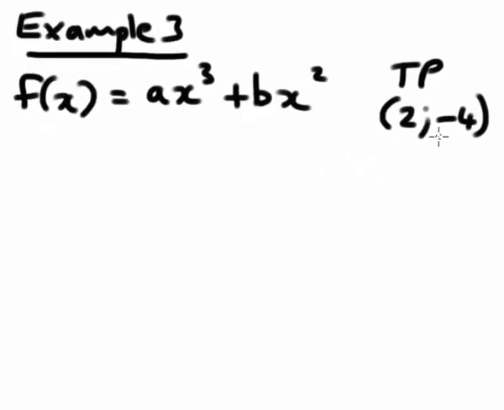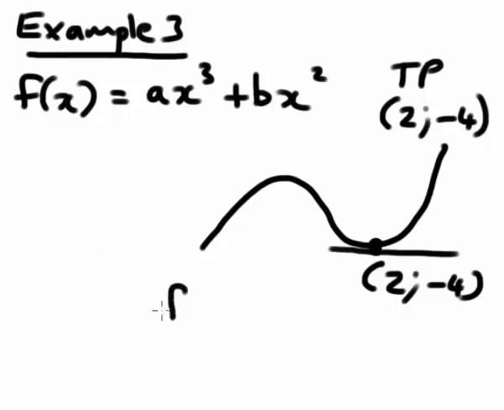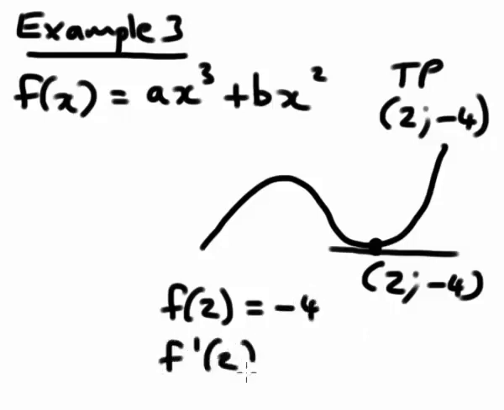Now, if you think about this carefully, we've got a graph, and it's got a turning point somewhere. I don't know what its shape is, but I know it's got a turning point somewhere. So maybe it will be that one there. That looks more appropriate at (2, -4). Now, remember, the gradient of the tangent is 0 at that point. So we know that f(2), the y value, is -4. We also know that the gradient at 2 is 0 because there's a tangent line. Now we're going to use this information to help us solve for a and b.